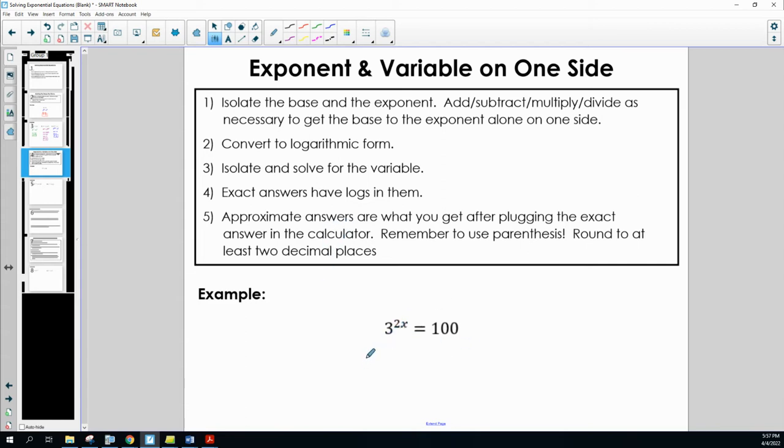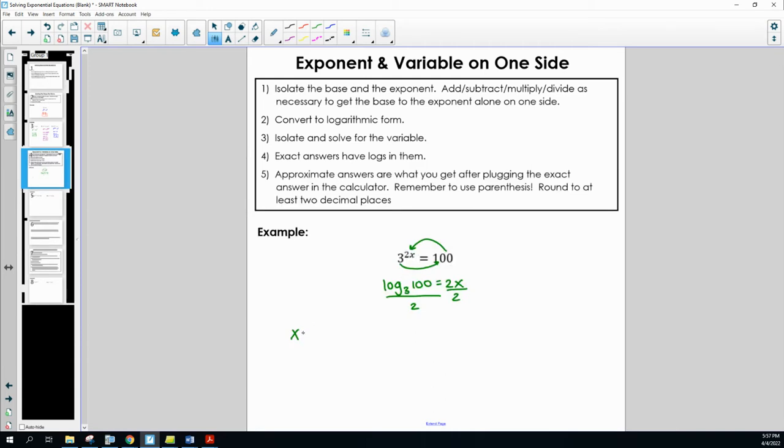Remember, to convert it to logarithmic form, we have log, and then we use this counterclockwise motion. The base of the exponent is a 3, so the base of the log is a 3. 100 equals 2x. We want to get x by itself, so we divide by 2. So our exact answer would be x is equal to log base 3 of 100 over 2. This is exact because it has log in the answer.